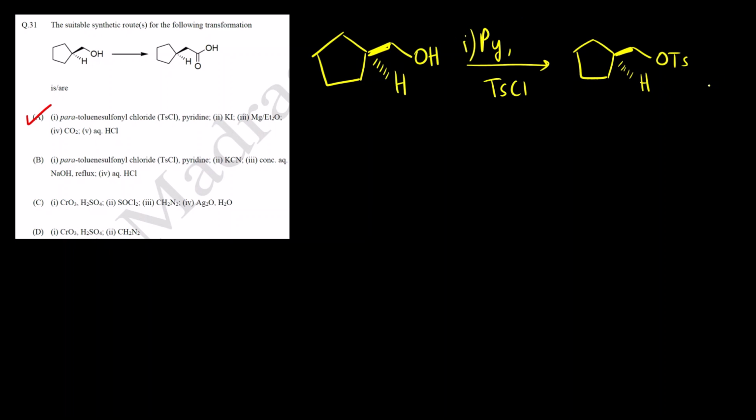Second, now we are reacting it with KCN. Instead of KI, we are now reacting it with KCN. So what will happen? CN is a good nucleophile. It will replace the OTs group. So what we will get is cyanide, and below the plane there is hydrogen.